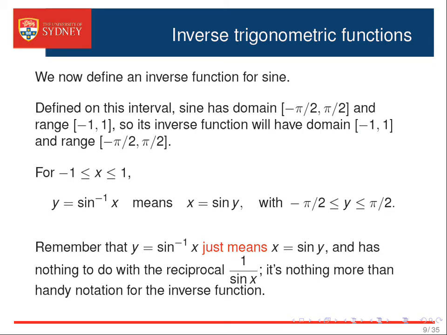Here's the notation we'll use. For x between minus 1 and 1, y equals sine to the minus 1 of x means that x equals sine y, and that minus pi on 2 is less than or equal to y is less than or equal to pi on 2. It's important to remember that sine to the minus 1 of x has nothing to do with the reciprocal of sine x, that is, the fraction 1 on sine x. It's just convenient notation for the inverse function.